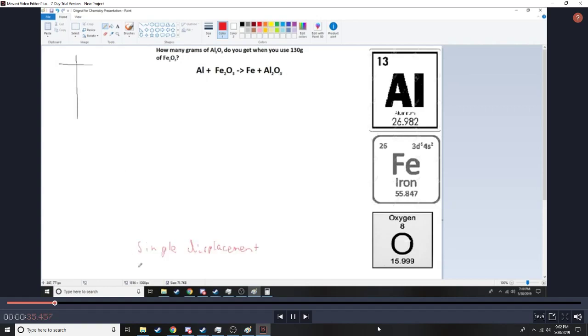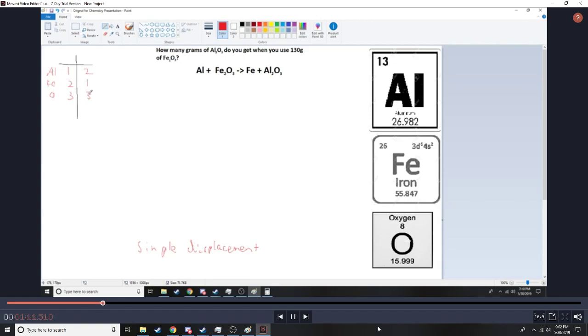So this is what you call a single displacement reaction, actually. So what we gotta do is balance it. First things first, let's look on both sides and see how much of each we have. On this side we have one Al. Let's make a little chart over here so we can look at things. We have one Al, two Fe, and three O. On the other side, we have two Al, three O, and one Fe.